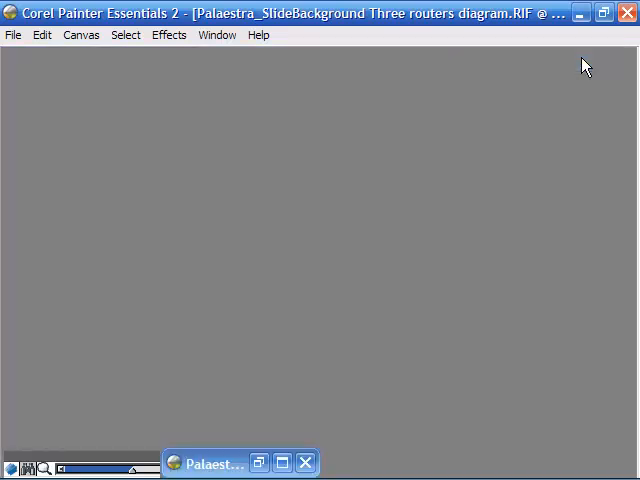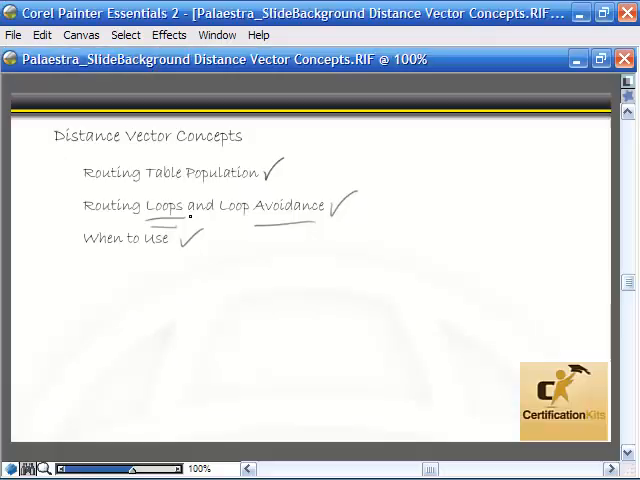We have talked about distance vector concepts, how the routing tables populate, routing loops, and how to avoid them, and when to use these routing protocols.